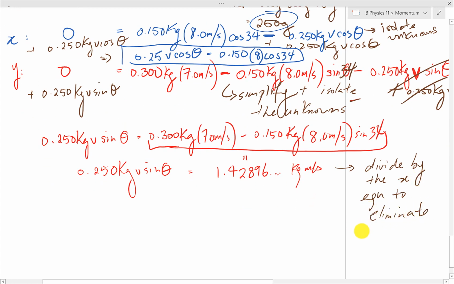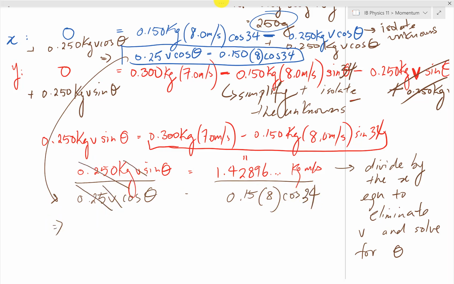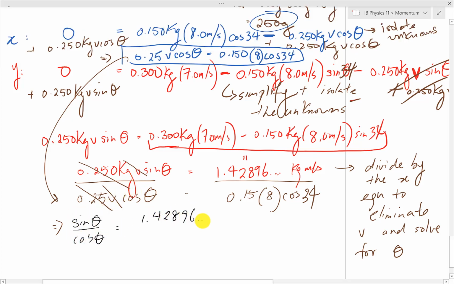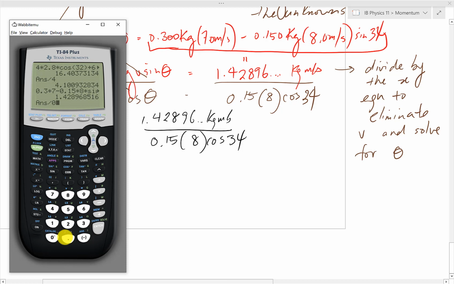our y equation by our x equation to get sine theta over cosine theta. So hopefully we'll be able to put those together and get tan theta, just like we did in some previous problems. So then dividing both sides of the equation just like that cancels out our mass and our velocity there. So that's eliminating a symbol. That way we can have one less unknown to worry about in this equation.